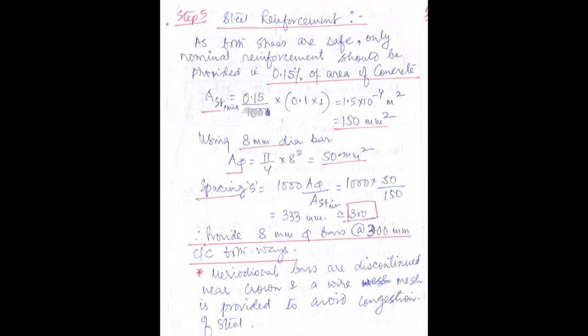So spacing we can find out by this formula. S is equal to 1000 ast divided by Ast min. Actually in this case this is the Ast min, as we are providing the nominal reinforcement only. So 1000 multiplied by the 50, that is the area of 8 mm bar, divided by Ast min, which is 150. So that gives us 333 millimeter. So this we are approximating as 300, though you may take any other value as 340 or 350 also. So finally what is our decision? Provide 8 millimeter diameter bar at the rate of 300 millimeter center to center in both ways.